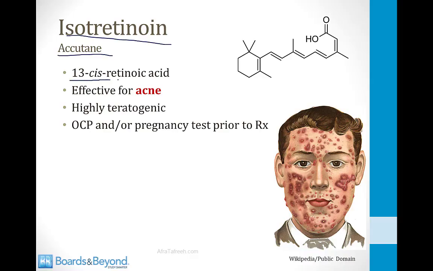The structure is called 13-cis retinoic acid. This is a picture of its structure on the screen here. You can see that it's very similar to some of the other retinoids we've been discussing, and it's very effective for the treatment of acne.